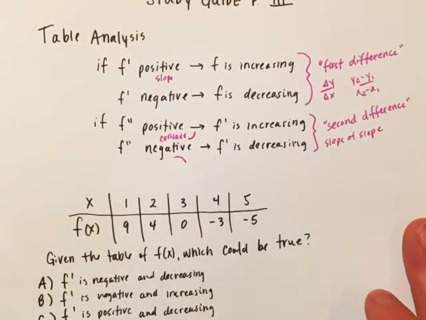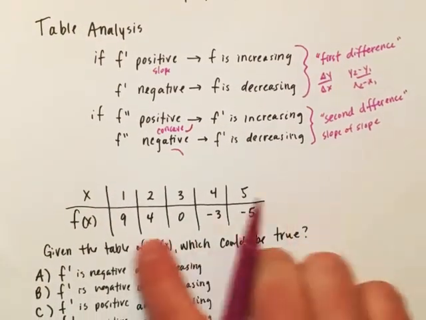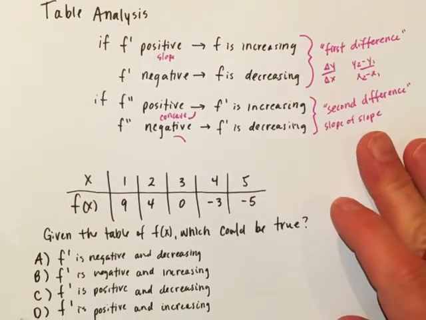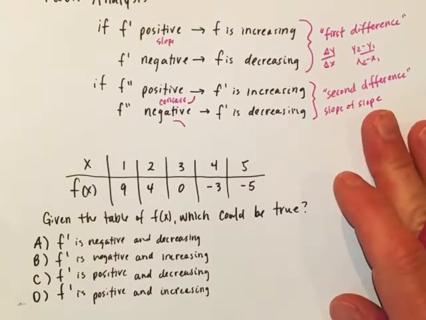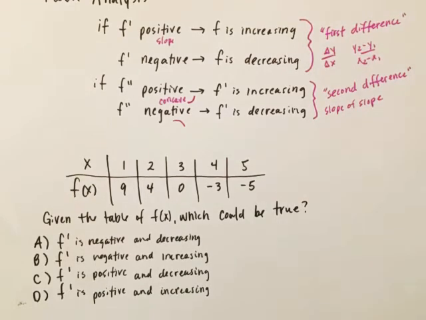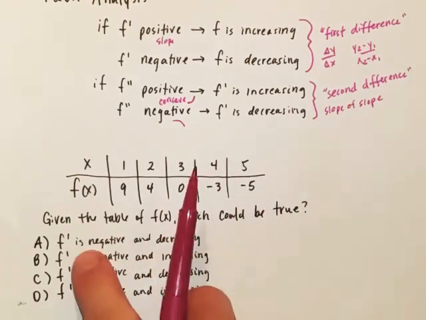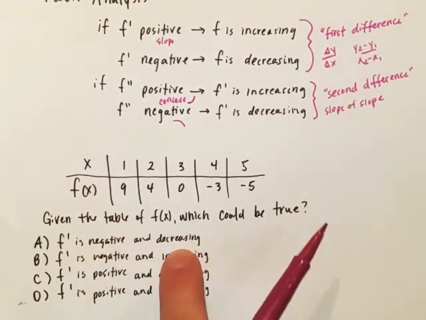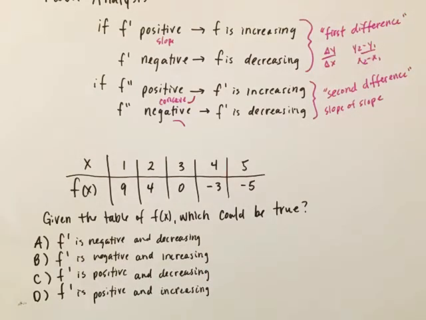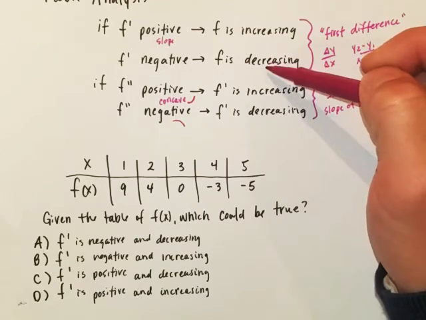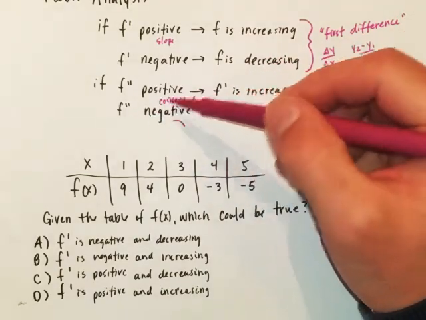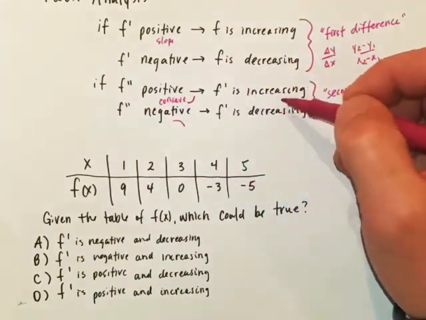We got this function. We're given just a select table of values. So this actually came from our CFU the other day, and I want to make sure that I'm going over some common mistakes here. A lot of people just assumed that if f prime was negative, it was also automatically going to be decreasing. Well, if f prime is negative, that tells us that f is decreasing, but we'd actually have to find f double prime to see if f prime is increasing or decreasing.